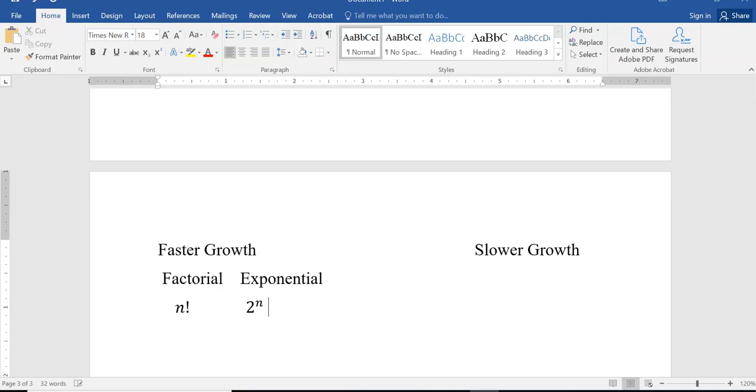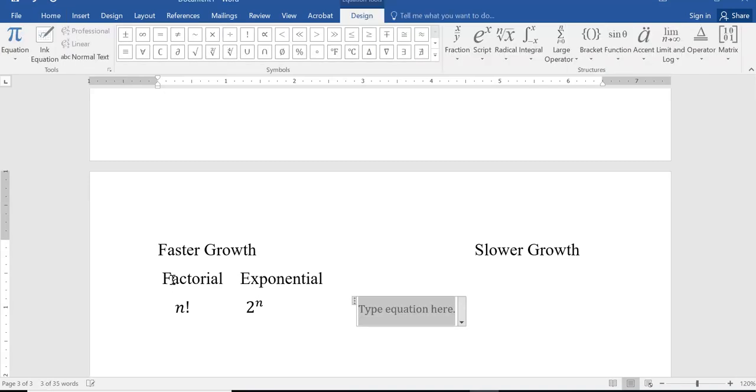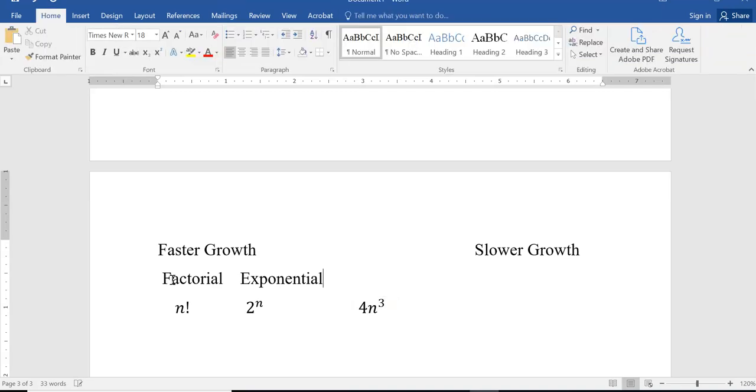And then exponential, as I've said before, is faster than polynomial growth. So if you had something like n to the third power, or you can put a coefficient in front of it, 4n to the third power, that's a polynomial type growth. That's slower than any exponential.